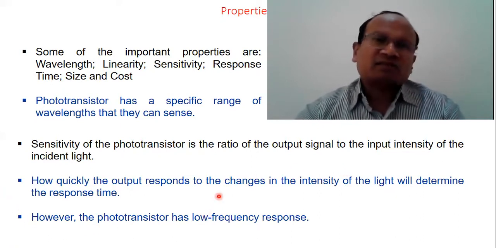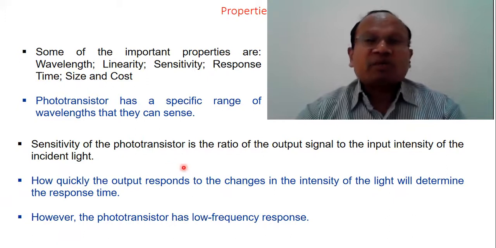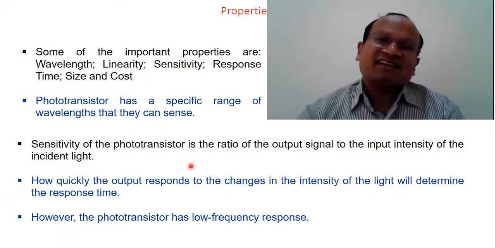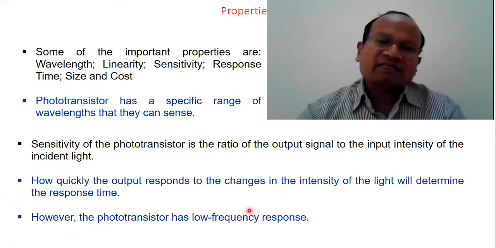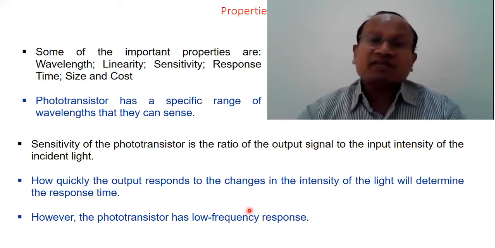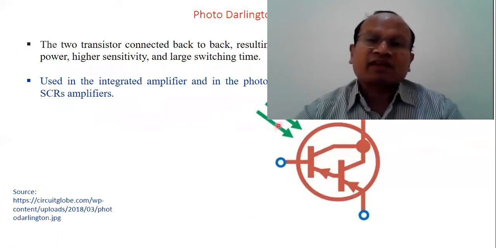All these properties are advantages of the phototransistor as well. But there is one drawback associated with the phototransistor, called low frequency response. The frequency response is not proper; it's low. Its gain is not very high.